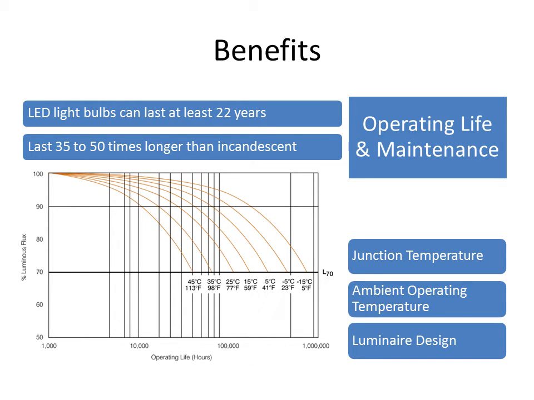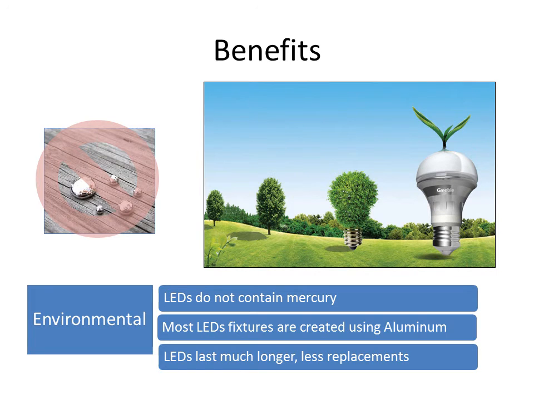The LED operating life lasts at least 35 times longer than incandescent light bulbs. As mentioned before, the actual operating life of an LED depends on the junction temperature. The majority of CFLs contain about 4 to 5 milligrams of toxic mercury and create a disposal environmental challenge. LED light bulbs do not contain toxic materials and last much longer than incandescent and CFL light bulbs. Many of the LED fixtures are made from aluminum and can be recycled.